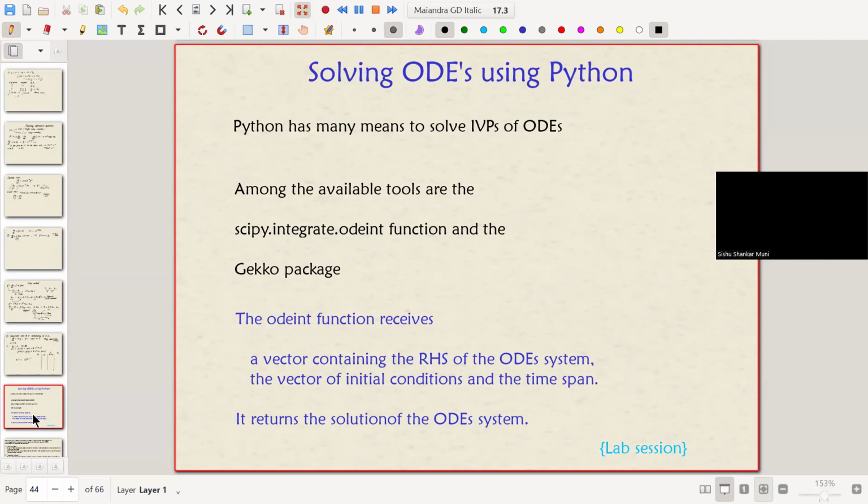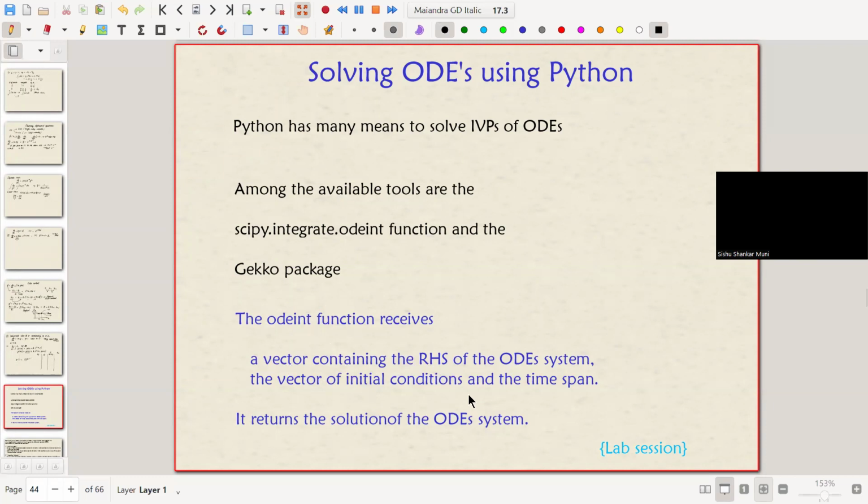But here in this class, we will talk about two, odeint and solve_ivp. These are two packages which you need to import. So odeint, first we'll talk. odeint is a function which receives a function containing the RHS of the ODE system. What is the RHS? It is the form of the function, so it will be a lambda function kind of. And also the vector of initial conditions.